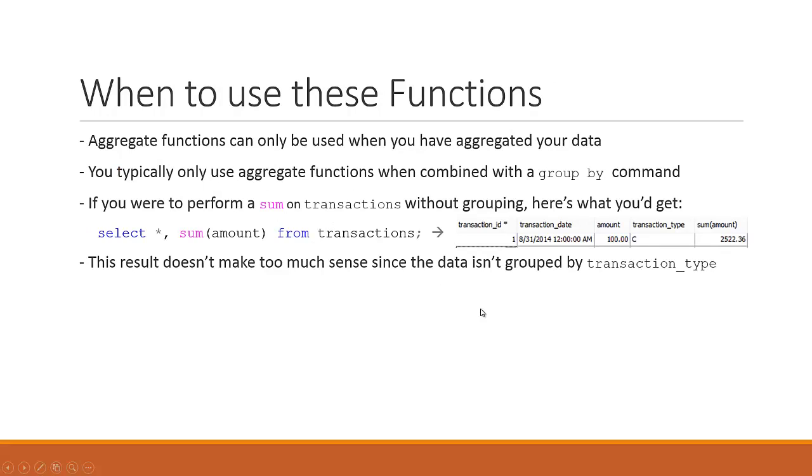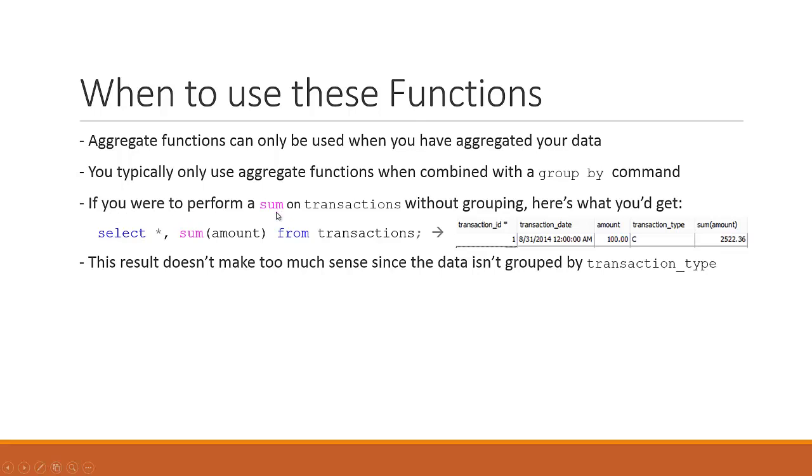So let's talk about when we use these aggregate functions. Aggregate functions typically can only be used when you have aggregated your data. That's a tough word to say, apparently. It doesn't make sense to perform an aggregate function on data that hasn't been aggregated. You typically, like I said, only use these functions when they're combined with a group by command. That's not to say that you cannot use them without a group by command. I don't want you to get that impression. But typically speaking, 80 to 90% of the time, you're going to be using aggregate functions combined with a group by command.